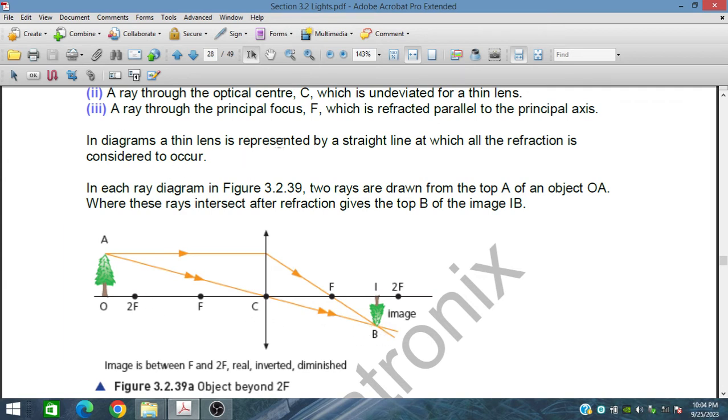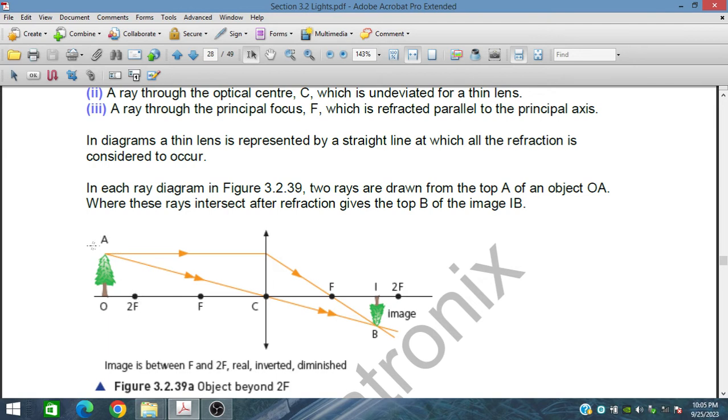In the diagram, the thin lens is represented by a straight line at which all the refraction is considered to occur. In each ray diagram in figure 3-2.39, two rays are drawn from top A of an object OA, and where these rays intersect after refraction gives the top B of the image IB. So this is OA and this is IB.